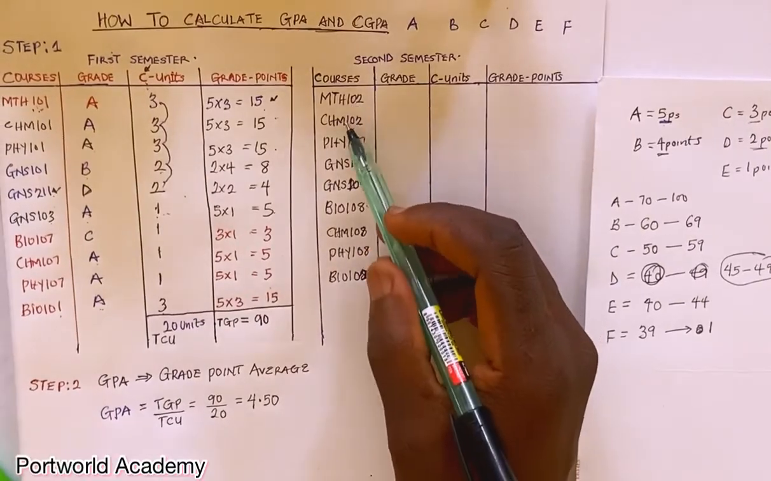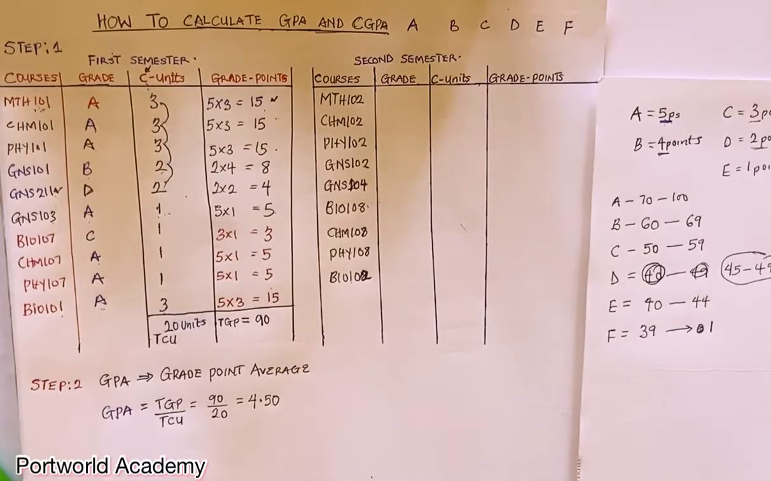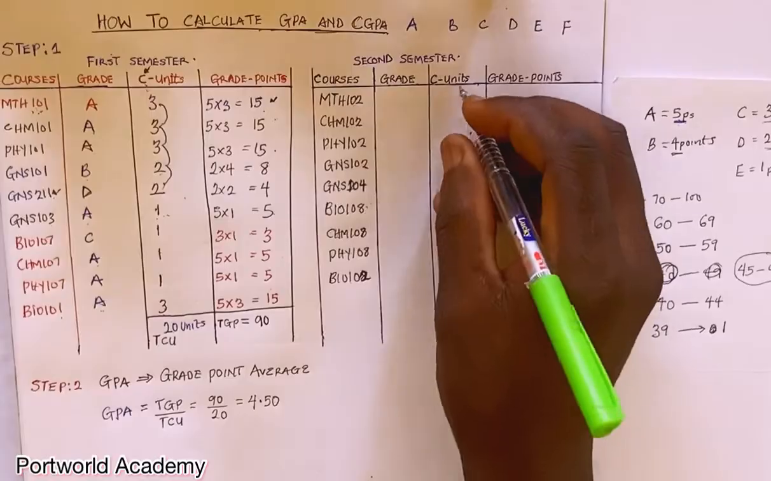Now I'm having 1, 2, 3, 4, 5, 6, 7, 8, 9. I'm just offering 9 courses this semester because I'm no more offering GNS 103 again. So it's very simple. Just need to go again. How many units is the course MTH 102?